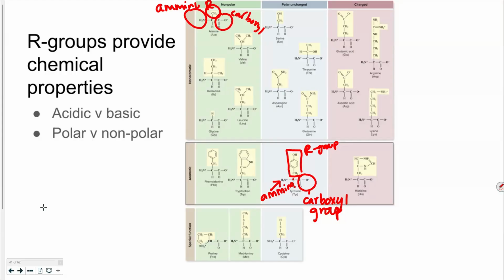Now we remember, hopefully we remember: are the bonds between our carbon and our hydrogen polar or nonpolar? These are nonpolar bonds. So our friend alanine is going to be nonpolar. It's going to be hydrophobic.